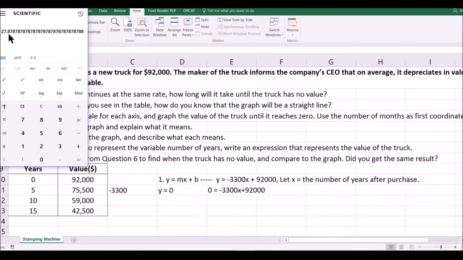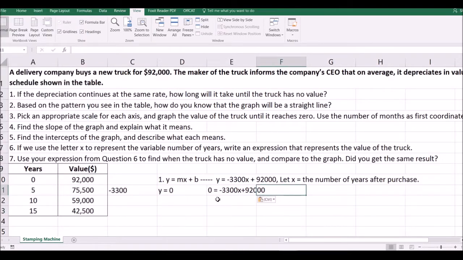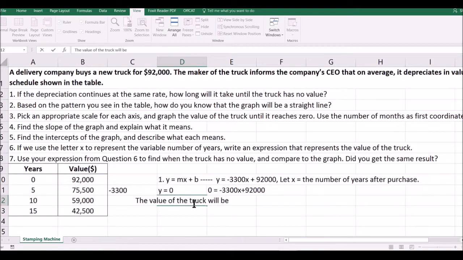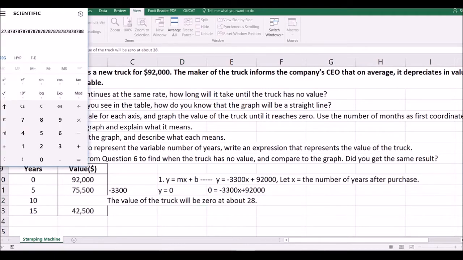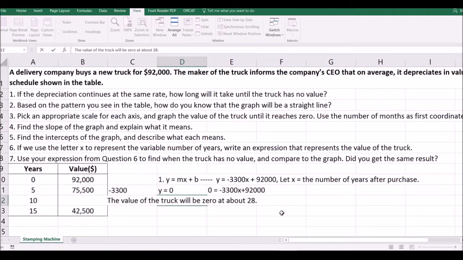So approximately 28.88 years. So the value of the truck will be 0 at about 28.88 years after purchase.